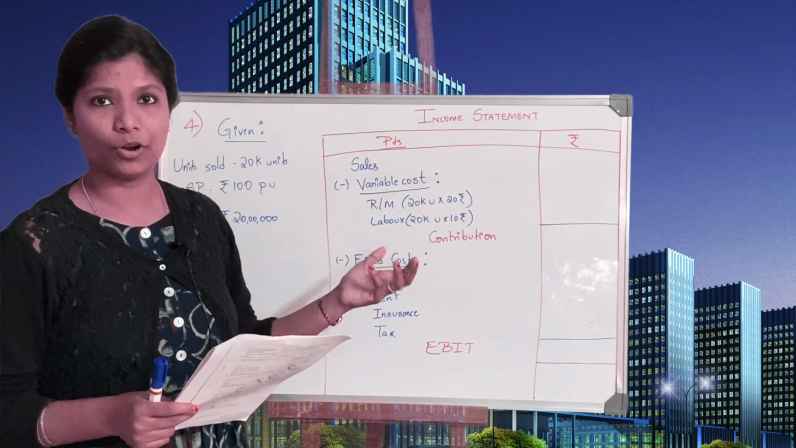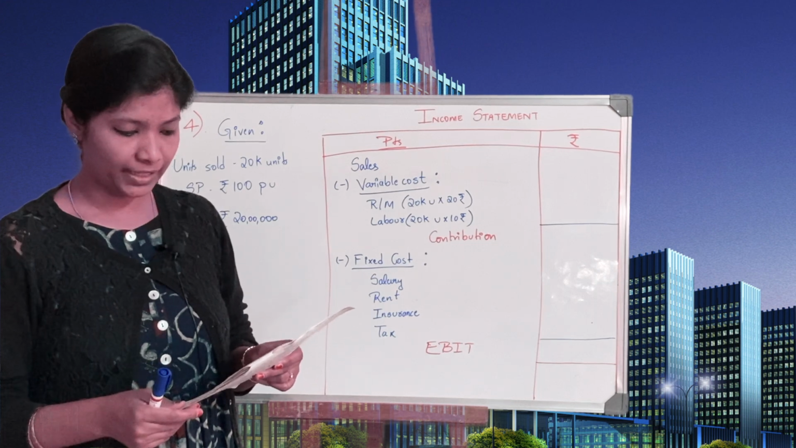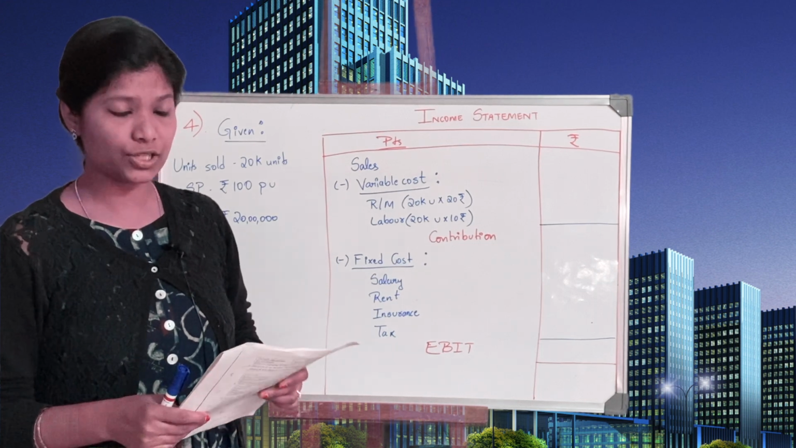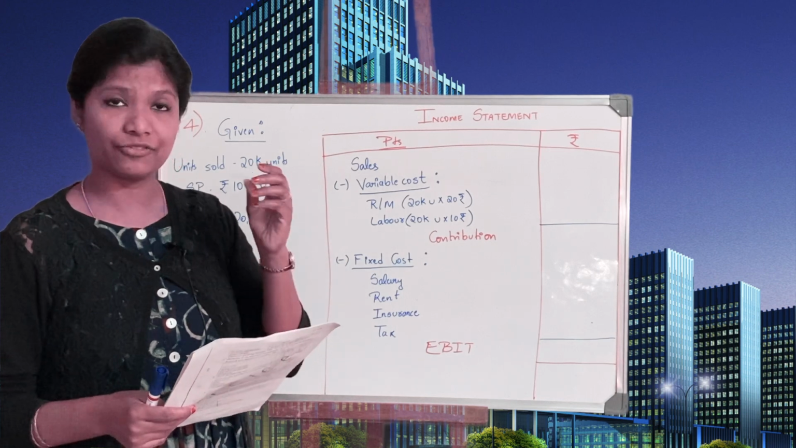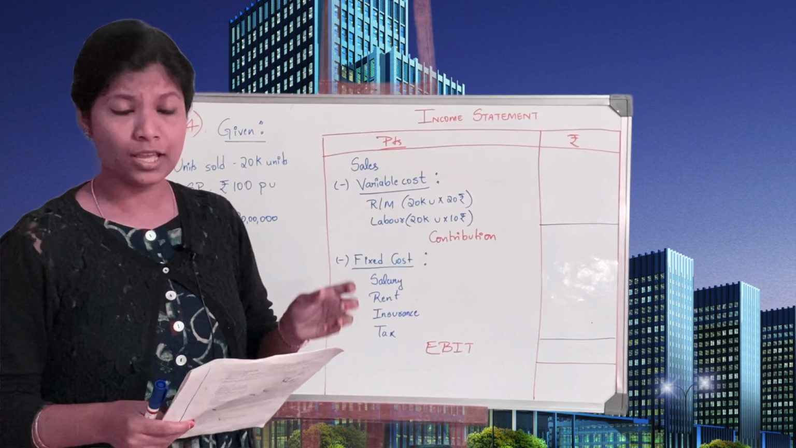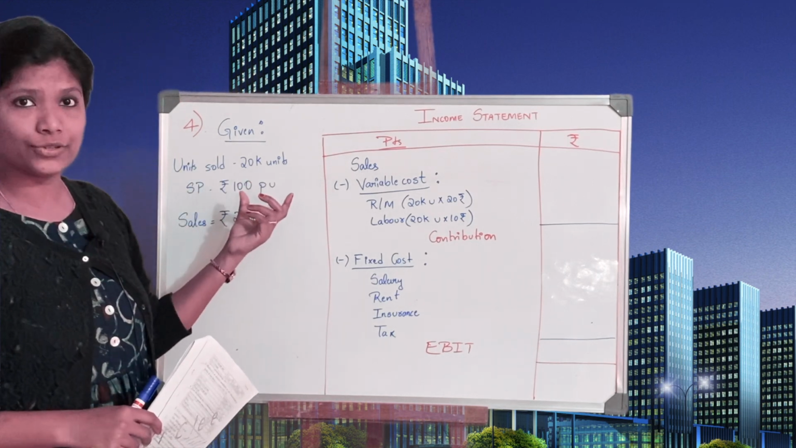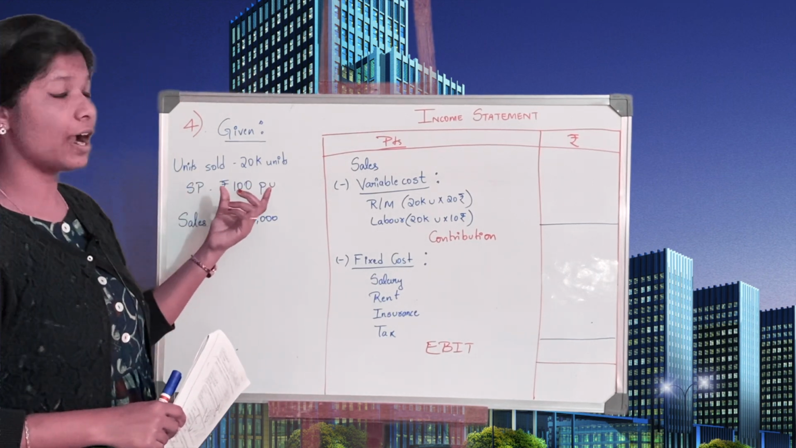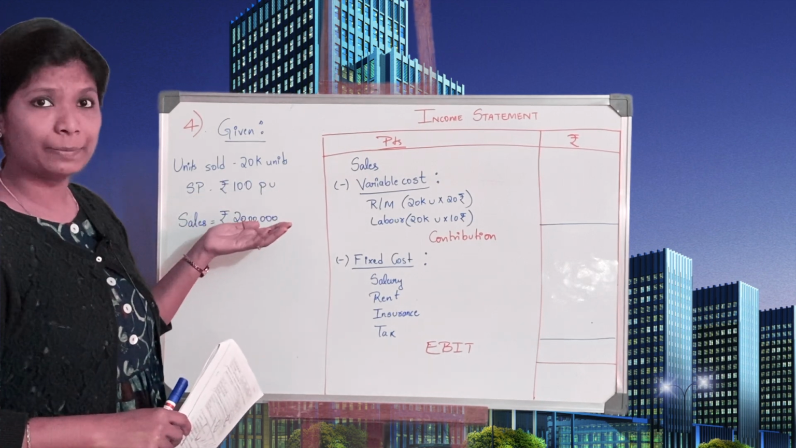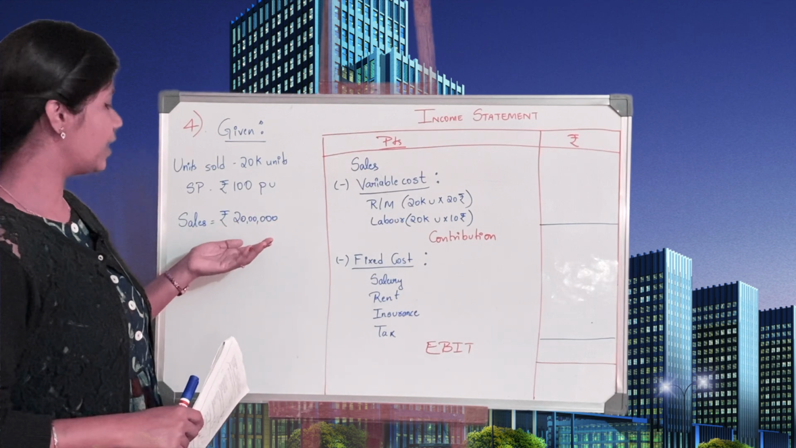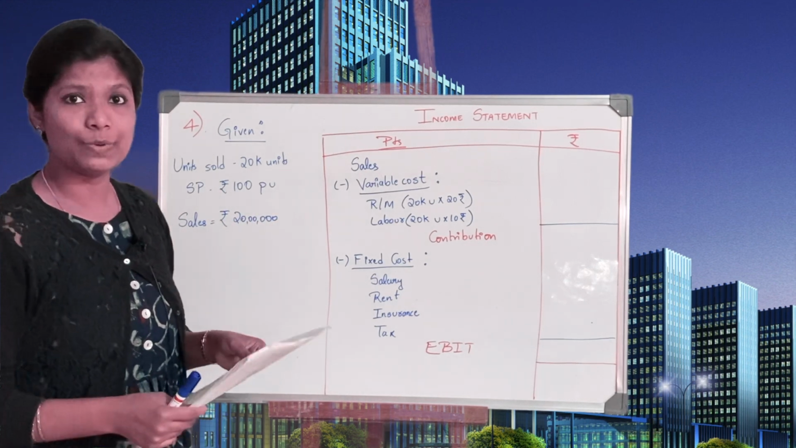Next up, we're going to solve our fourth question. DreamWorks is a toy manufacturing company and it has produced and sold 20,000 units, and the selling price per unit is provided at rupees 100. So given is units sold is 20,000 units at the price 100 per unit. So my sale price is 20,000 multiplied by rupees 100 will give us 20 lakh rupees. So the total sales is 20 lakh rupees.